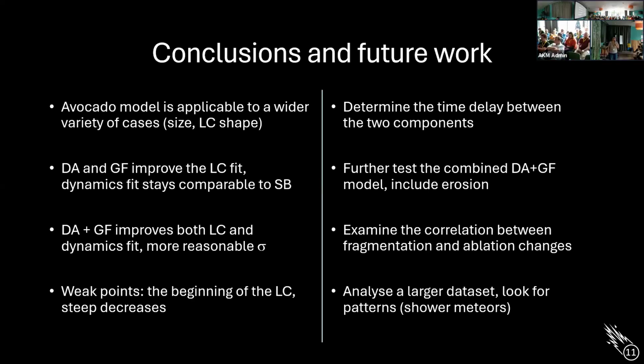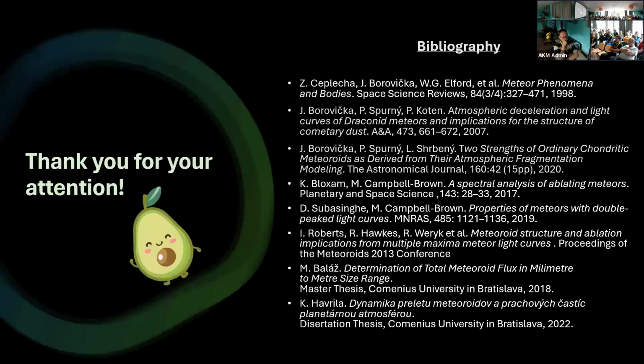And also we need to see whether or not we can find some correlation between the meteoroid type, material, and the shape, because literature suggests that it should be there, but we don't see it in our meteors so far. And that's all. So thank you for your attention.